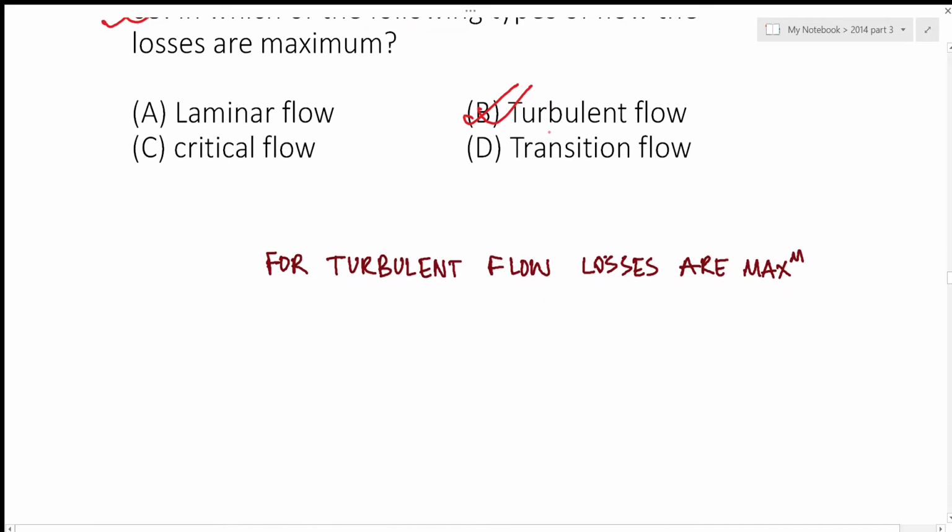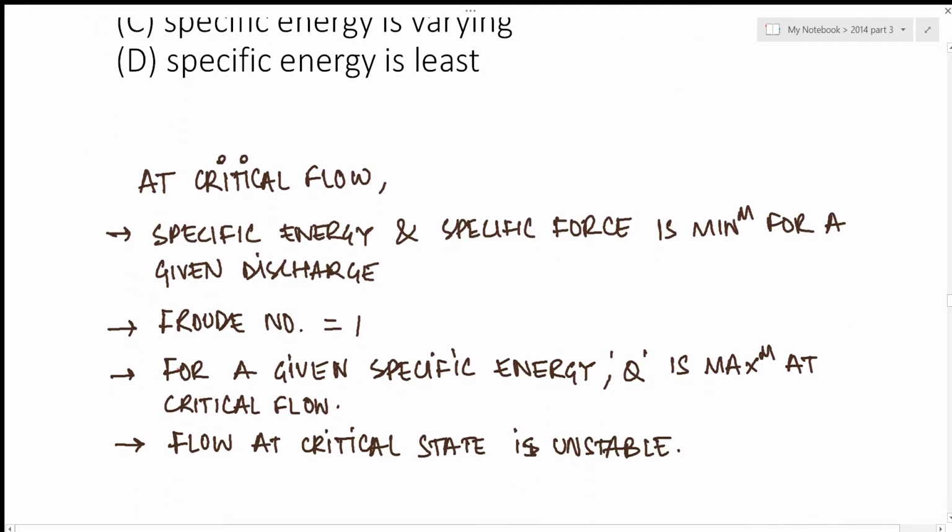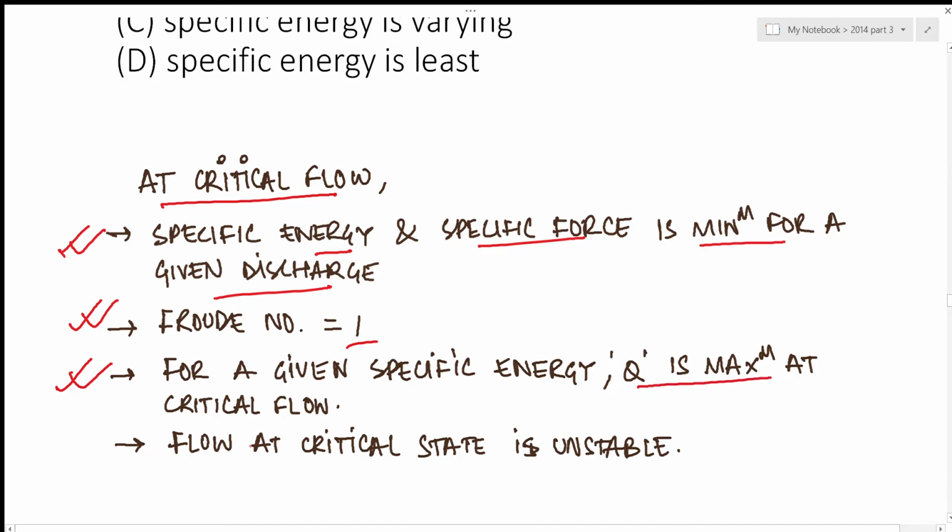Next question, in an open channel under critical depth, the answer is specific energy is minimum. In an open channel at critical depth, the specific energy is minimum. Also, at critical flow, specific energy and specific force are minimum for a given discharge. Also, the Froude number is equal to unity. Also, for a given specific energy, discharge is maximum at critical flow, and flow at critical state is unstable. This is very important. Flow at critical state is unstable.